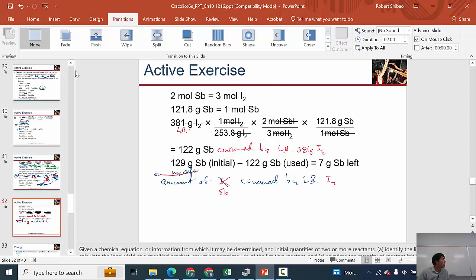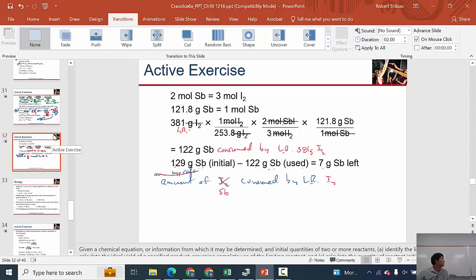And so we had 129 grams of antimony initially, and 122 grams of the antimony were used based on our stoichiometry calculation here. So this was given. This we calculated using stoichiometry, which means 7 grams of antimony left. And so the way they did it is the same way I would have done it here. I just keep mixing it up. But that's basically it. All right, any questions on limiting reagent? This is a pretty standard problem, so you should be able to do all these steps here.